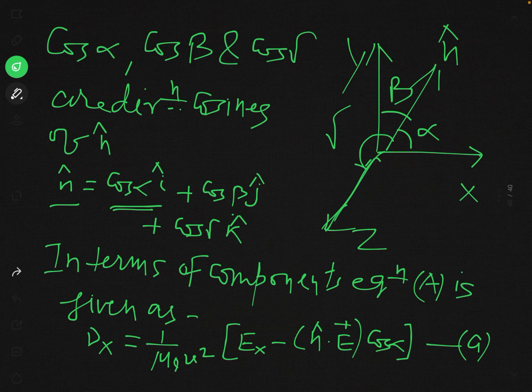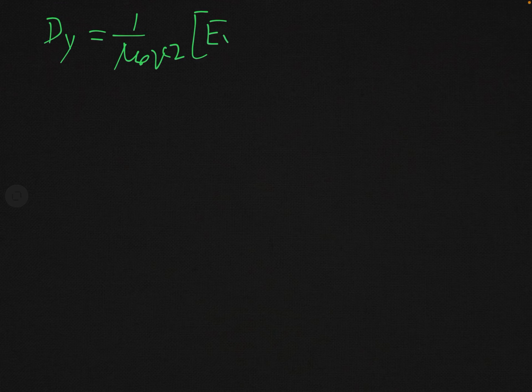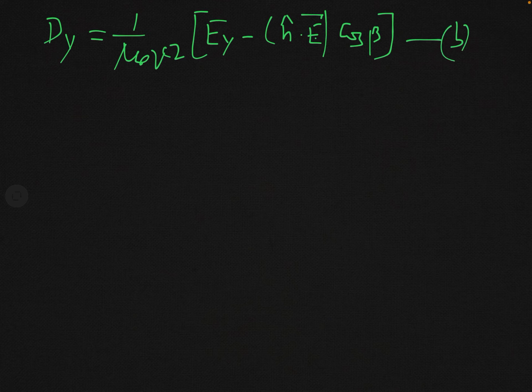And similarly, we will express the y and z components of displacement vector D. For that you will take the y and z components of all of the vectors on the RHS. So you can write Dy equal to, what will we write for Dy? This will be 1 over mu naught into v square into Ey minus n hat dot E into the y component of n hat. And what is the y component? This is cos beta. Say it is equation B.